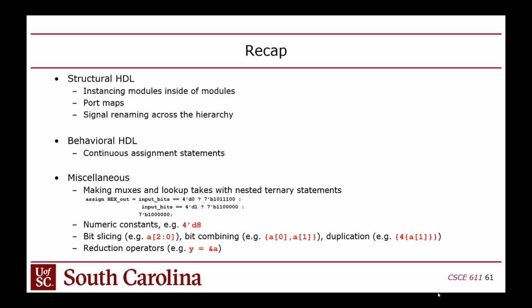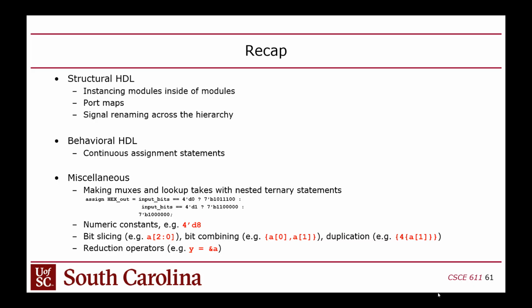We also talked about bit combining, where you use the curly brace and you can concatenate bits together to create a larger signal. And then there's this duplication, which is really strange, but you have to use 2 sets of curly braces for this. And you can duplicate, like in this case, I'm going to create 4 duplicates of bit 1 inside of A.